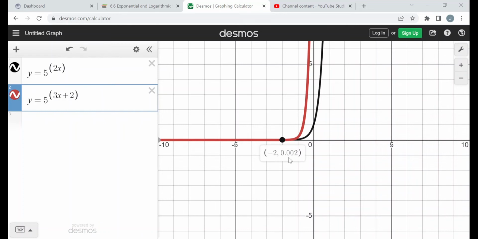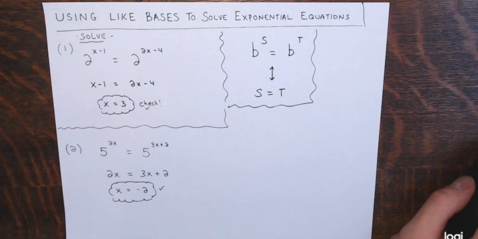The output, I'm assuming this is rounded to 3 decimal places here, because the output is 5 to the negative 4th on both sides. Right, that's 1 over 625. That rounds to 0.002. But the x value is what we're looking for. The solution of the equation is negative 2. It makes the value on both sides the same.